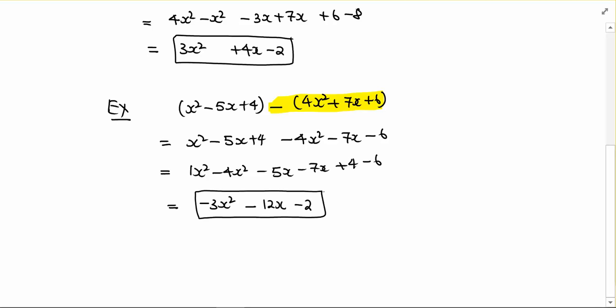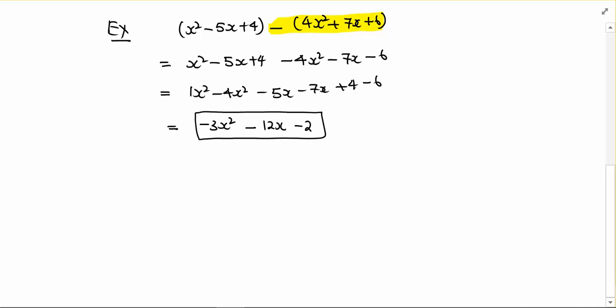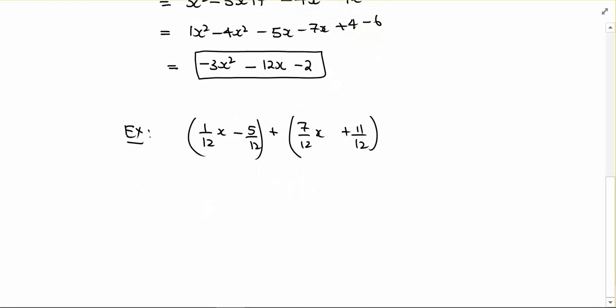That's it for subtraction. Maybe I should do a problem with some fractions in it, and you're probably sitting there going, yes, okay, so I'll do one with fractions and see where it goes from there. Let's say we had 1/12 x minus 5/12 plus 7/12 x plus 11/12. There's nothing to it, just simply combine like terms just like you would before.